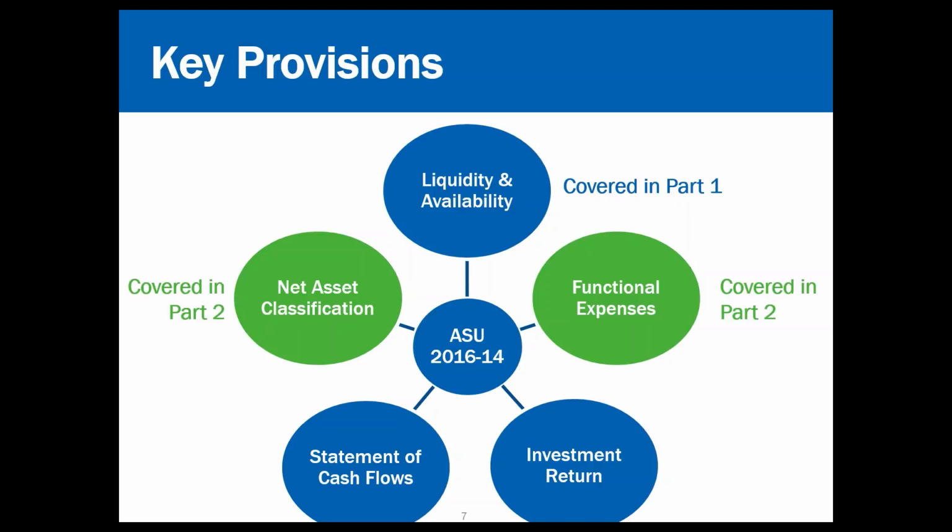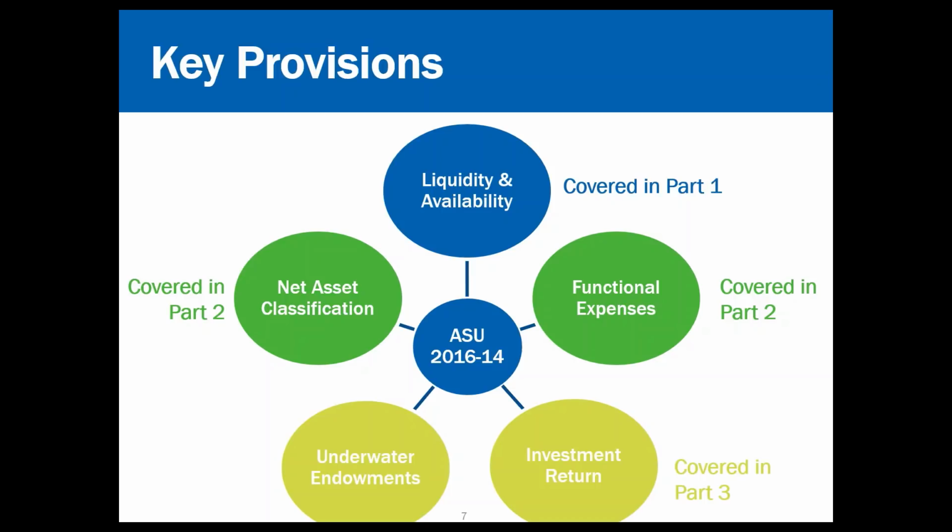One more click, we'll see that in our second webinar, we covered topics like net asset classification, and having to report on functional expenses now as a requirement for all nonprofits. These two concepts involve additional disclosures, new terminology, and a different way of reporting. So those concepts are going to be highlighted in our tool as well.